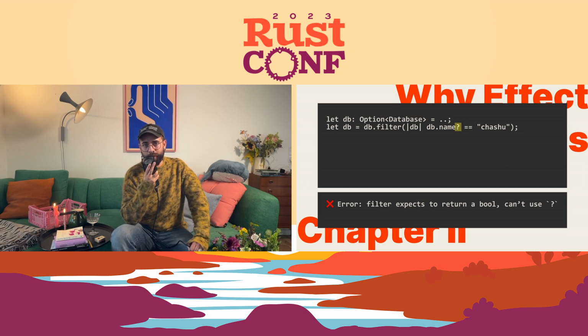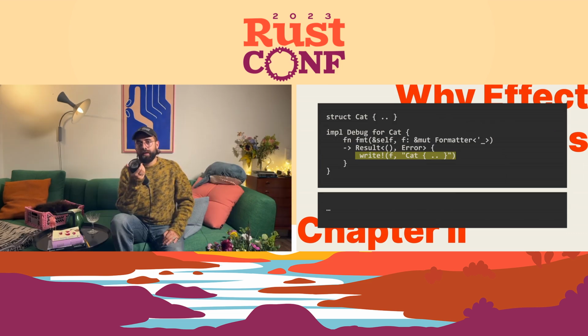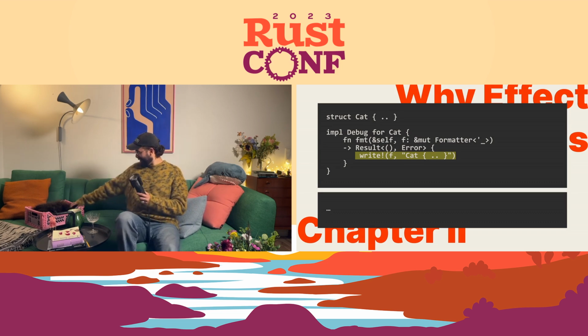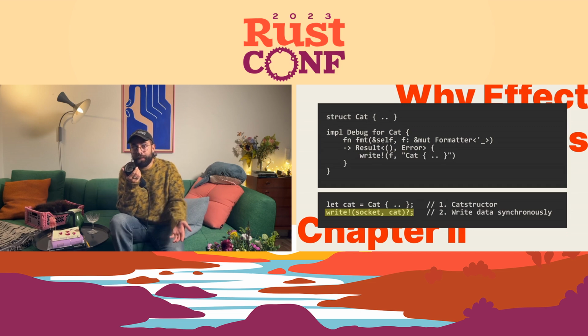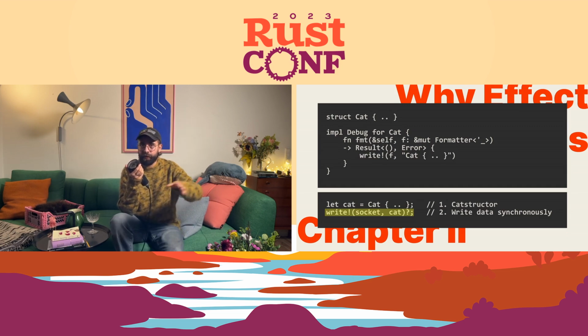Effect mismatches are present in almost every single trait in the standard lib. Take, for example, something common like the debug trait, which is implemented on almost every type in Rust. Say we wanted to implement a debug trait for our made-up type cat. She's asleep. The parameter f here implements IOWrite and represents a stream of bytes. Using the write macro, we can write bytes into that stream.